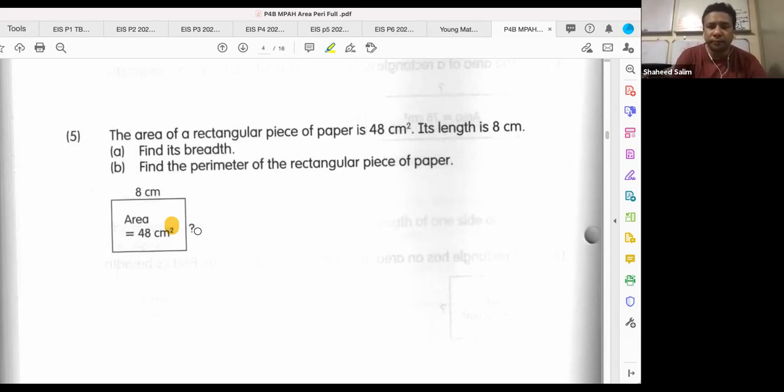Well done. What times 8 equals to 48? 8 times what equals to 48? You try. The rest, continue with B. There is still a question B down here. There's a part B.